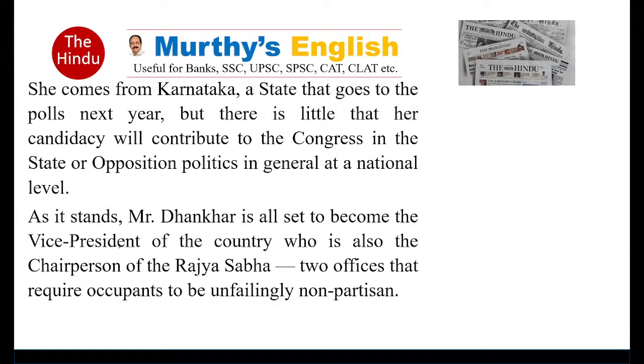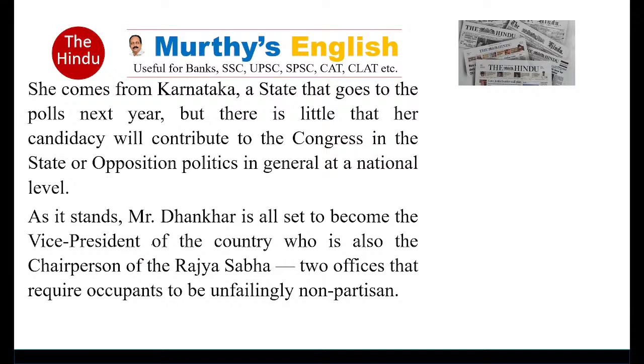Now it comes back to Mr. Dhankar. As it stands, Mr. Dhankar is all set to become the vice president of the country, who is also the chairperson of the Rajya Sabha, two offices that require occupants to be unfailingly non-partisan. Here it talks about the role of the vice president.